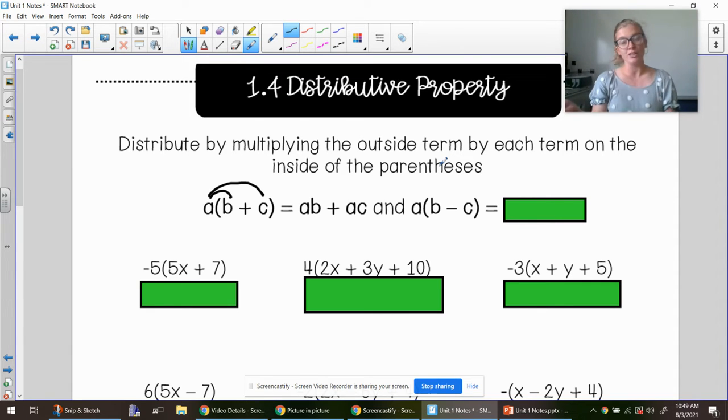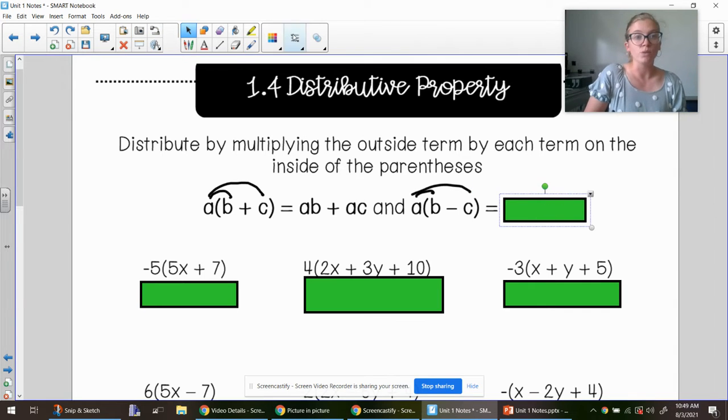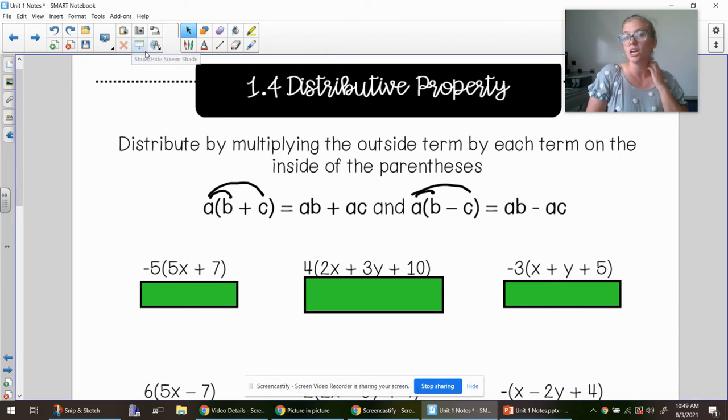We'll see in the next video about combining like terms. This could be really helpful. Next, we've got a times b minus c. A times b and a times c, the same thing applies. Just because there's a subtraction symbol, nothing changes. Here we have a times b minus a times c.